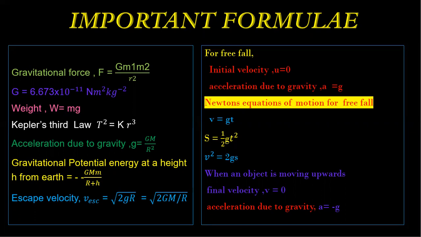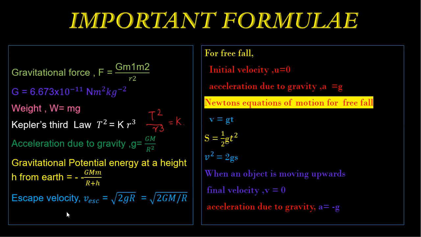Kepler's third law, T square is equal to a constant into R cube, or we can write T square upon R cube is a constant. Next is acceleration due to gravity. g is equal to GM upon R square, where M is the mass and R is the radius of the earth. Gravitational potential energy at a height h from the earth is equal to minus GMm upon R plus h.